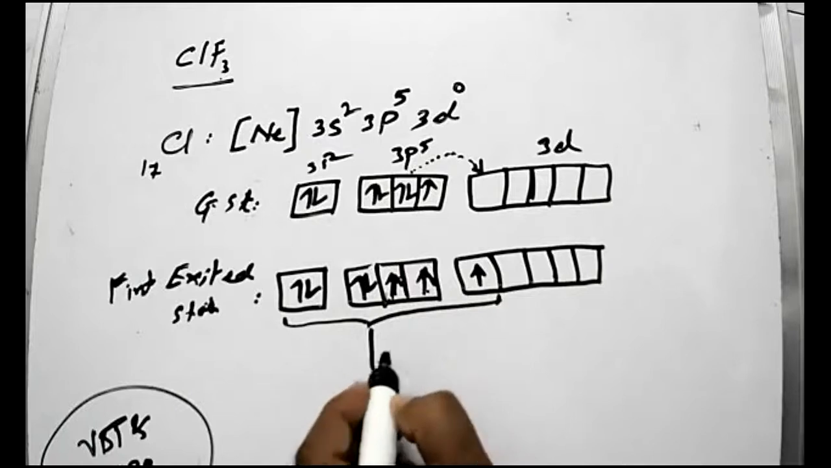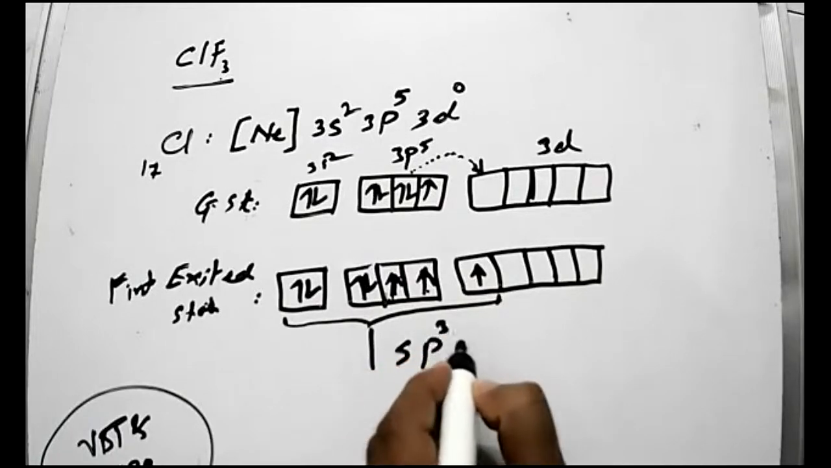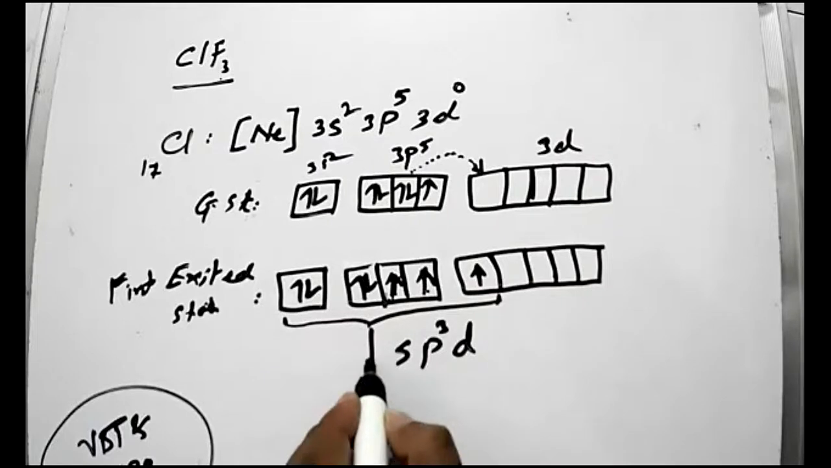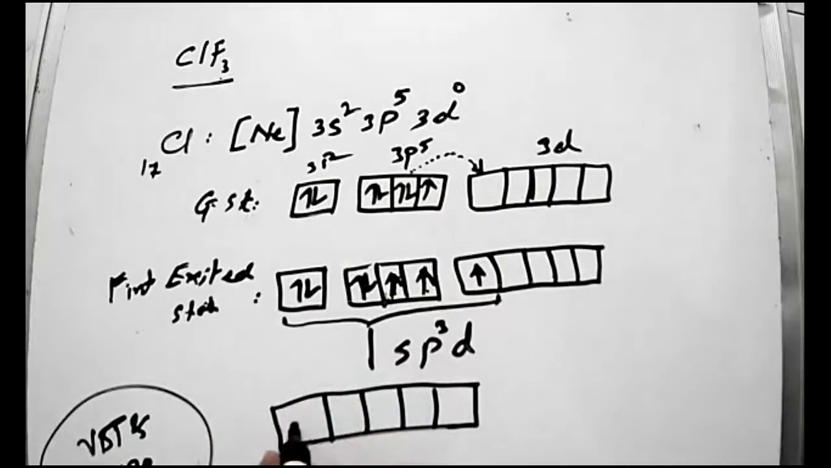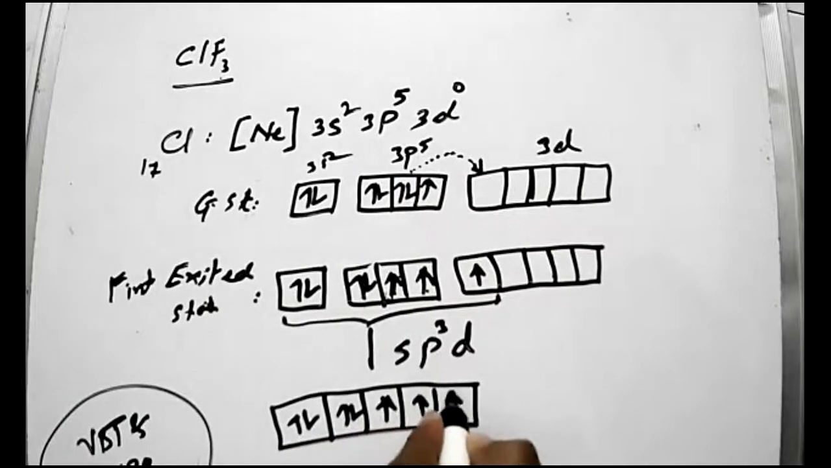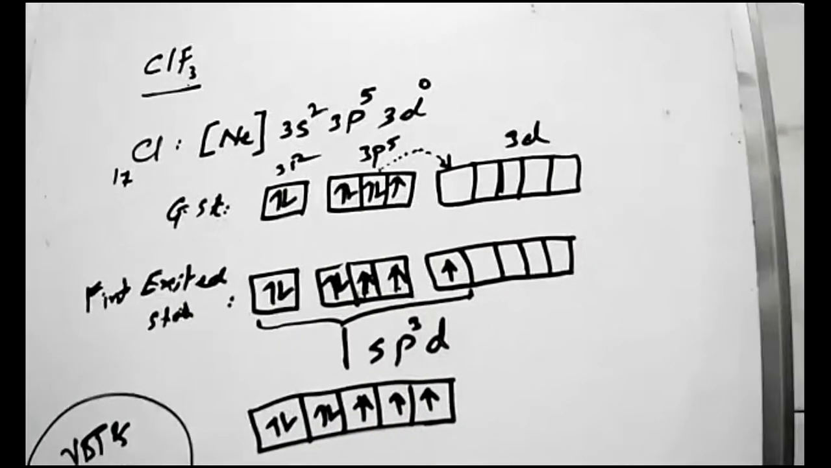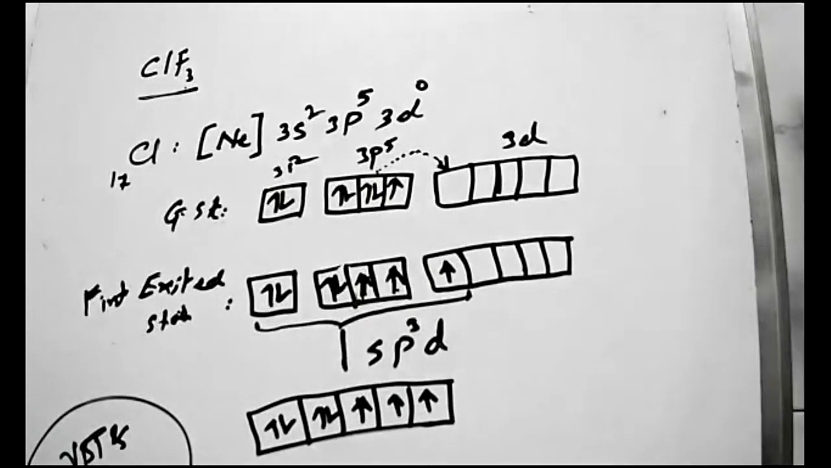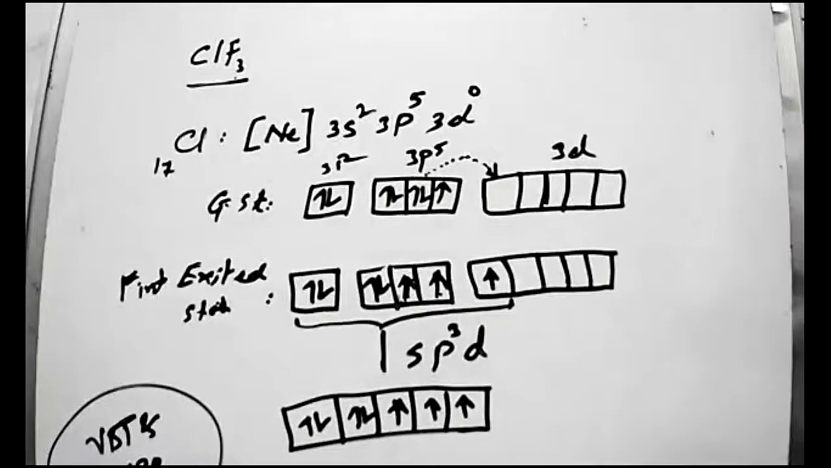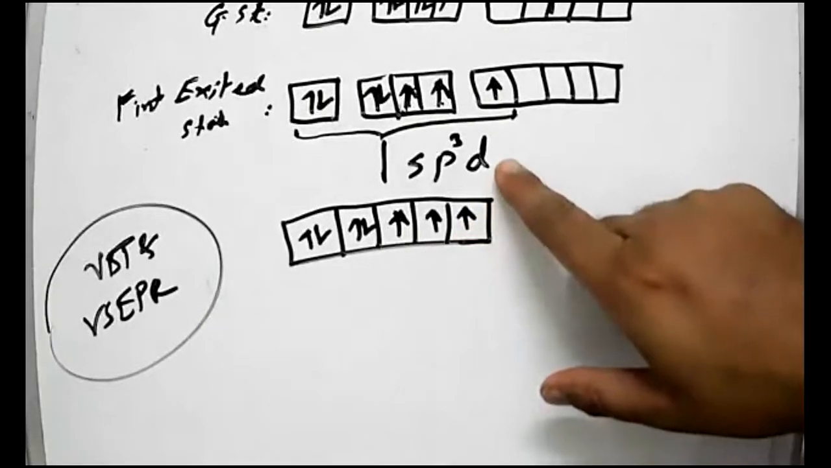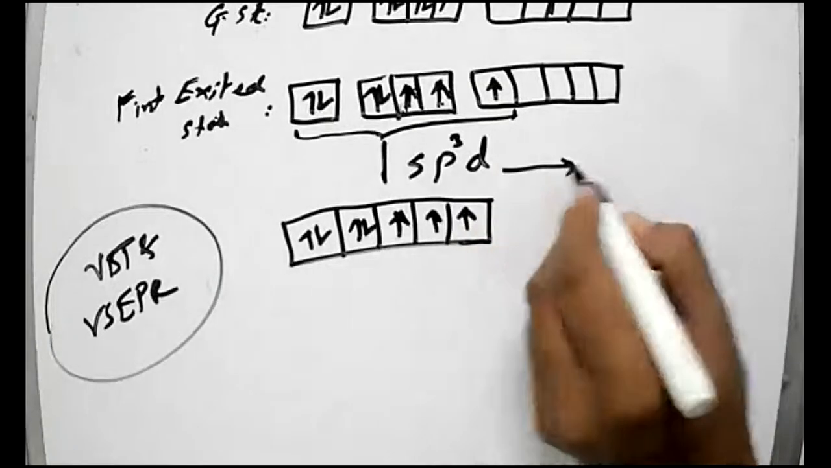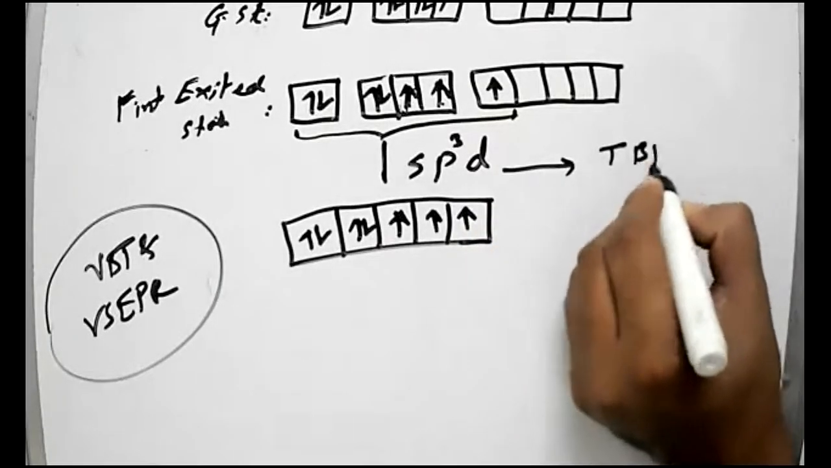1, 2, 3, 4, 5. So these five orbitals will combine, and their names are S, P3, and D, and they will give you five new hybridized orbitals having the two lone pairs and three single electrons. Fine, right? And we know that this hybridization will definitely give a geometry called trigonal bipyramidal.